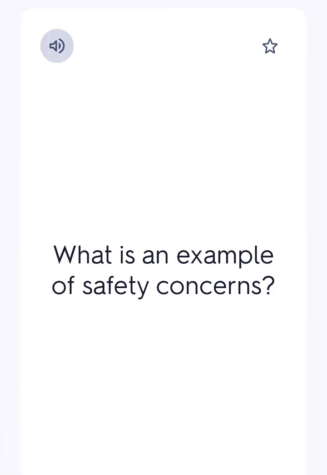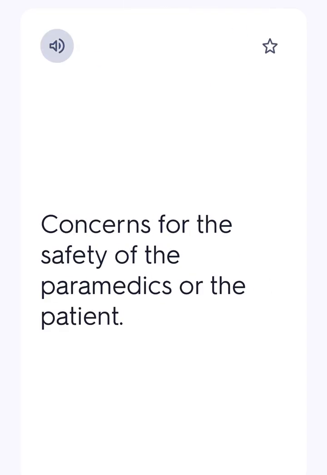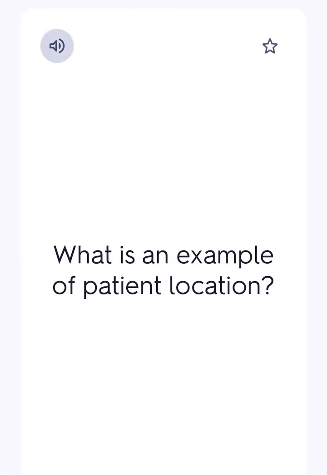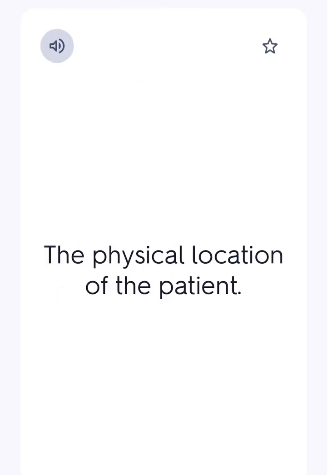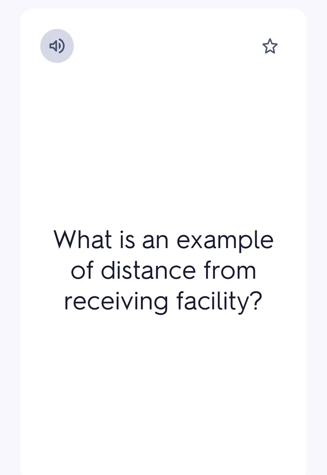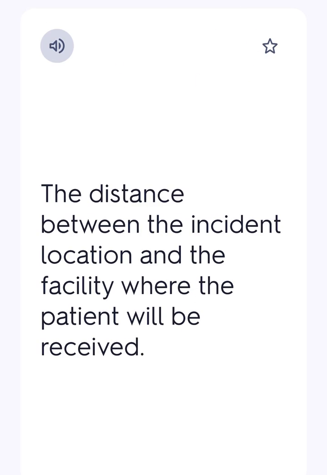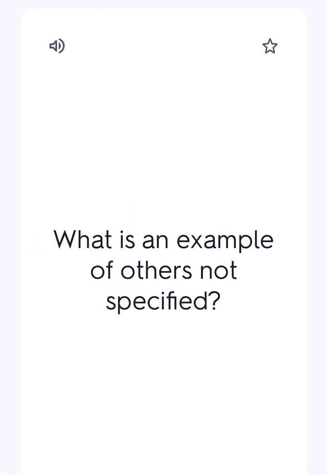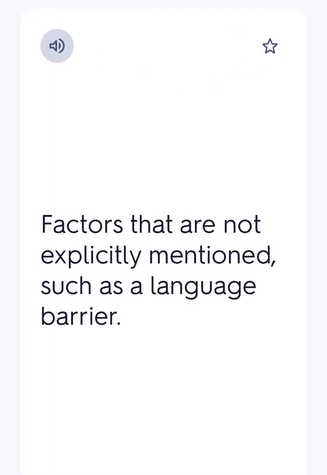What is an example of safety concerns? Concerns for the safety of the paramedics or the patient. What is an example of patient location? The physical location of the patient. What is an example of distance from receiving facility? The distance between the incident location and the facility where the patient will be received. What is an example of others not specified? Factors that are not explicitly mentioned, such as a language barrier.